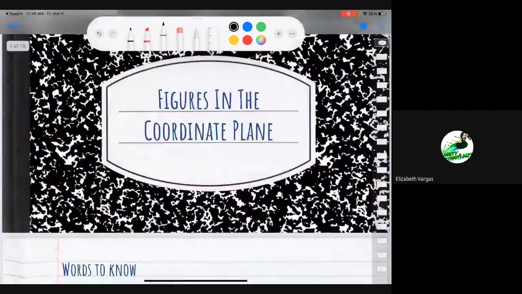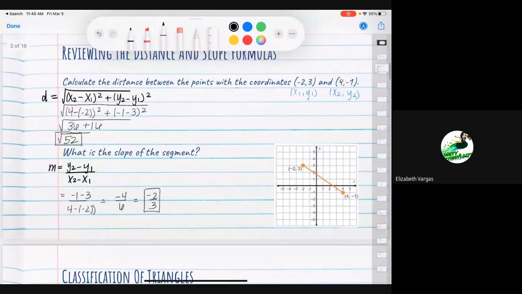So these are all things we've looked at. Does anyone have any questions about how to identify the slope? Any questions? All things we've reviewed before, right?